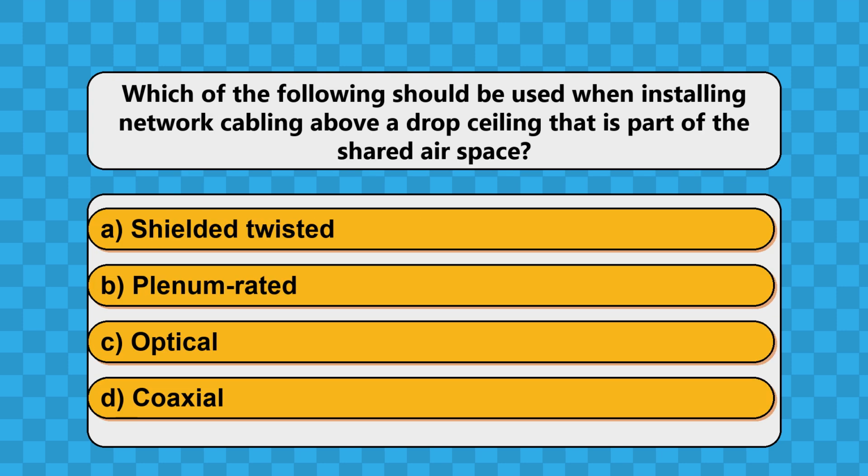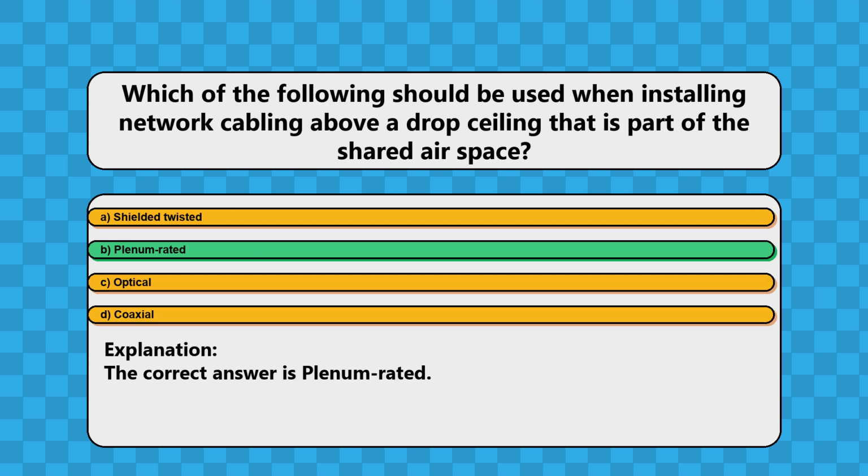Question 41. Which of the following should be used when installing network cabling above a drop ceiling that is part of the shared airspace? Option A, shielded twisted. Option B, plenum rated. Option C, optical. Option D, coaxial. The correct answer is option B, plenum rated.